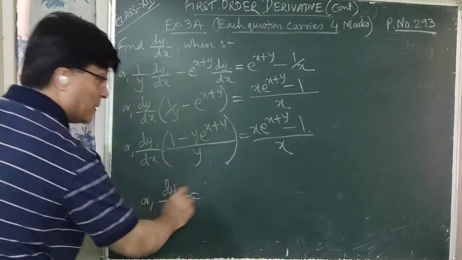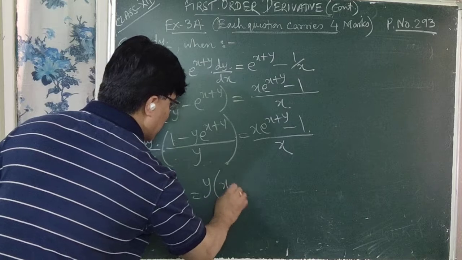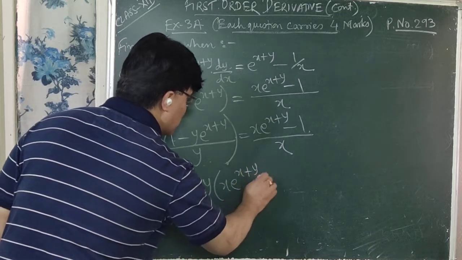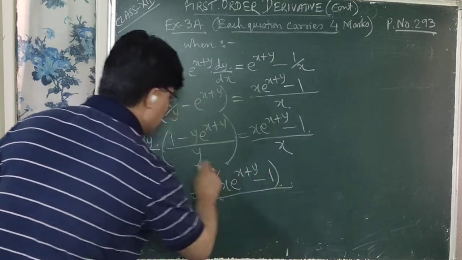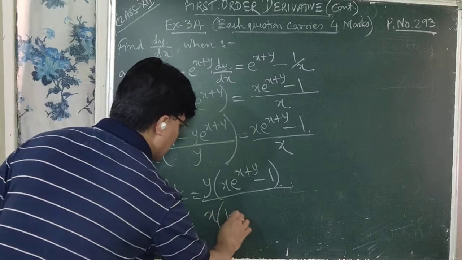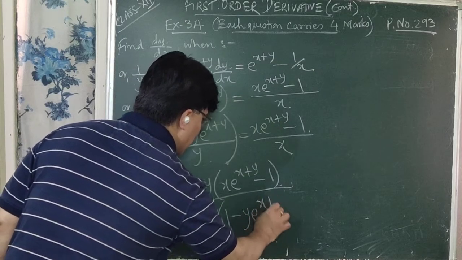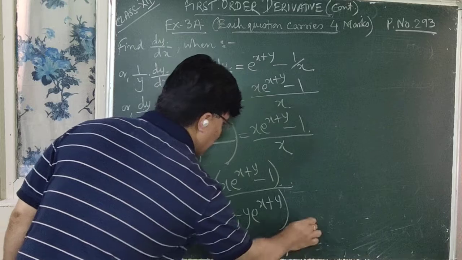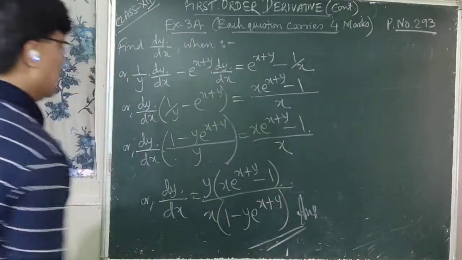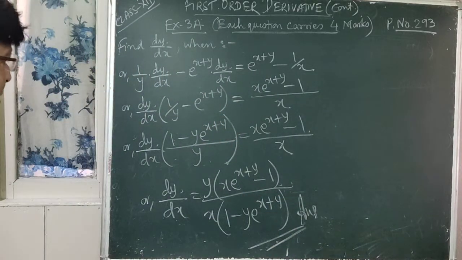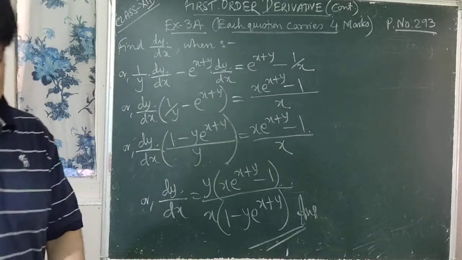Now you can cross multiply it. So dy by dx is y within bracket x e to the power x plus y minus 1, whole divided by x within bracket 1 minus y e to the power x plus y. So this is the final answer. Understood? So you can copy it. Now we'll do the next question.